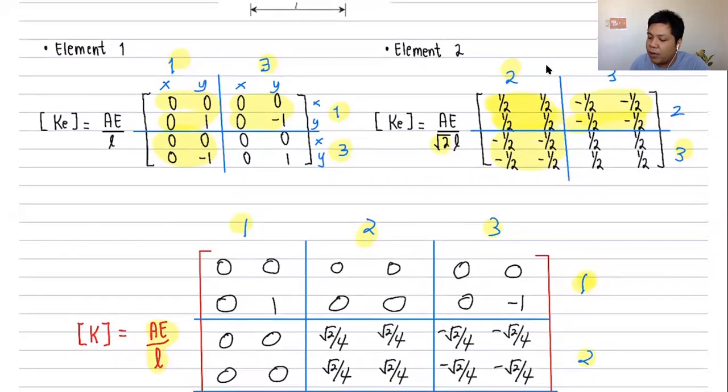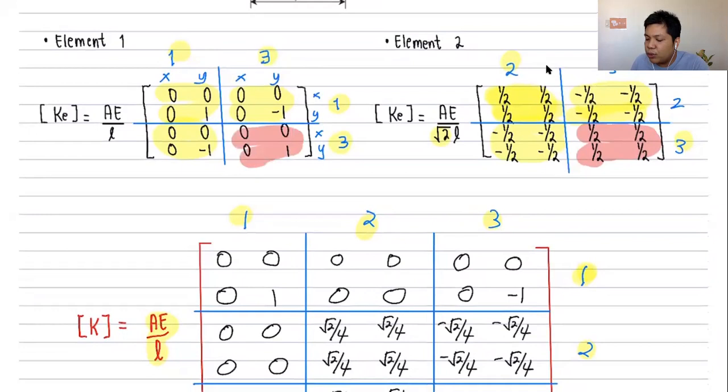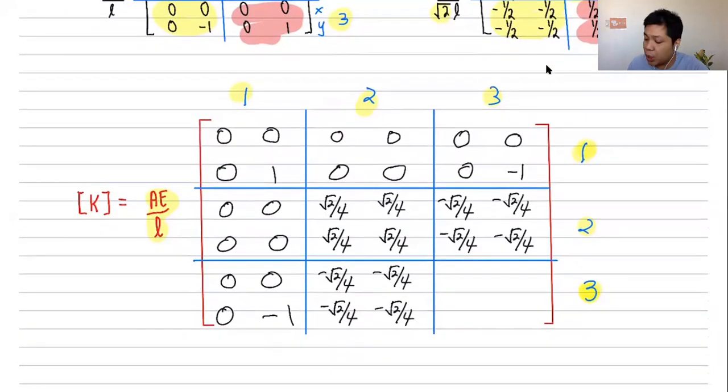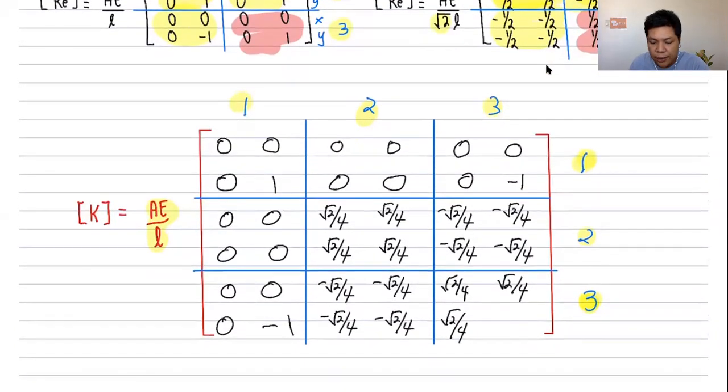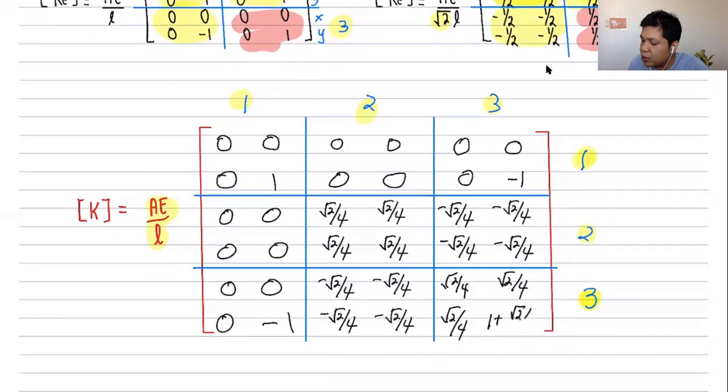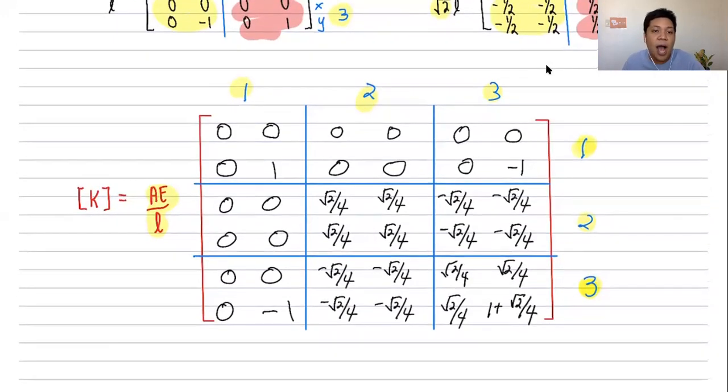If I look at row 3, column 3, I have row 3, column 3 over here multiplied by 1 over square root of 2, and similarly, I have row 3, column 3 over here. So I superimpose and add those two, such that my final answer here would be square root of 2 all over 4. This is square root of 2 all over 4, and this is square root of 2 all over 4. Since all of these three are 0, then I have here 1 plus square root of 2 over 4. So this is now our global stiffness matrix. Don't forget to multiply it by AE over L.